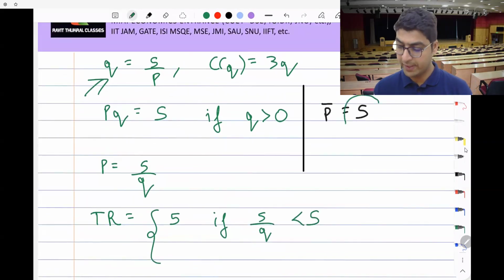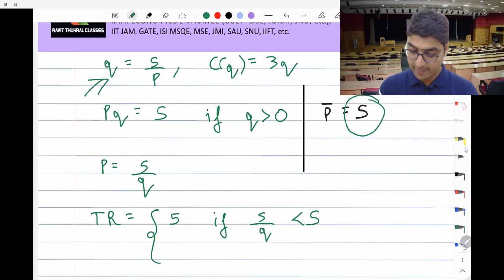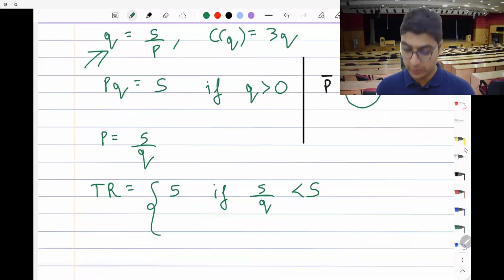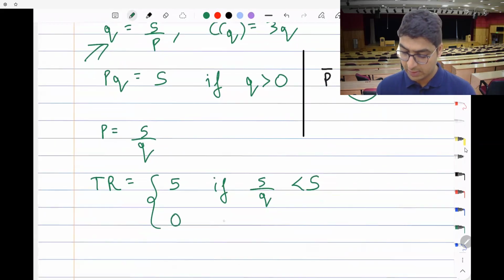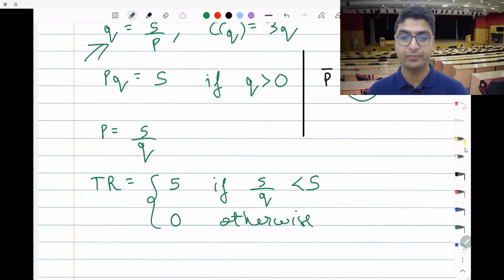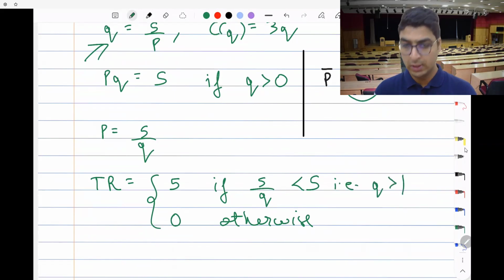When your competitor's price is 5, our price is 5 by Q. So when 5 by Q is less than 5, only then we'll get this revenue. Otherwise, we'll not be able to get that revenue. Otherwise, our revenue will be 0. Okay, so that is Q should be greater than 1. Only then we'll be able to sell. So Q has to be greater than 1.